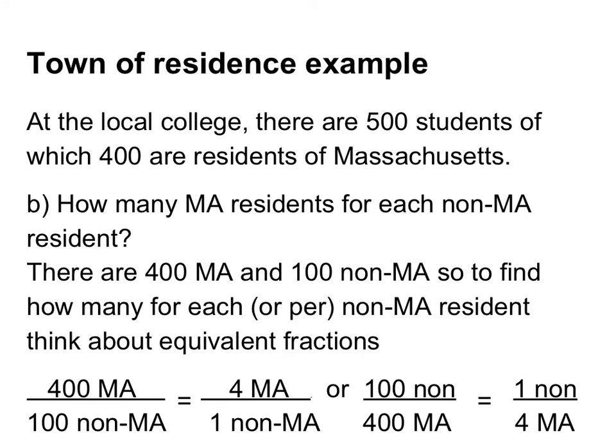So which one is in the numerator and which one is in the denominator, it's not really important, okay? But what is important, as we're looking at Massachusetts versus non-Massachusetts, is that we want for each non-Massachusetts, which means we want to find an equivalent fraction such that the non-Massachusetts is equal to 1.